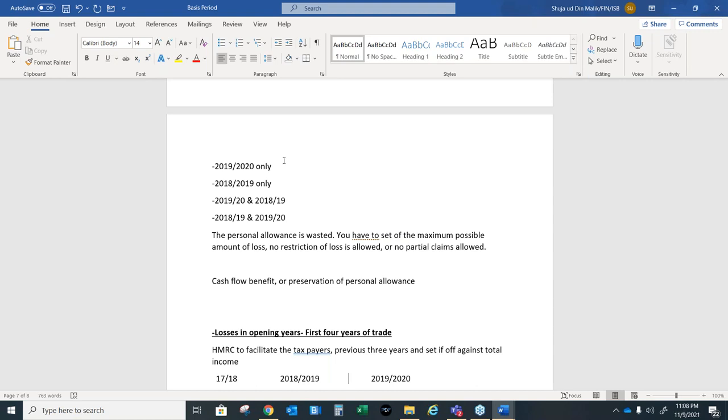You have to set off the maximum possible amount, no matter if your annual personal allowances are wasted. This is why the examiner asks you to set off losses in such a way that is most beneficial to the taxpayer. So you have to preserve your personal allowance, you have to look at your cash flow benefits and other objectives at hand.